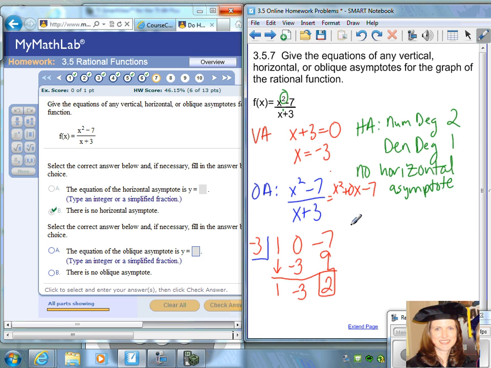The equation of the oblique asymptote is going to be in the form of y equals mx plus b, and that is what we're going to get. The m, the slope, is 1, the b is negative 3. So y equals x minus 3 is the equation of the oblique asymptote.